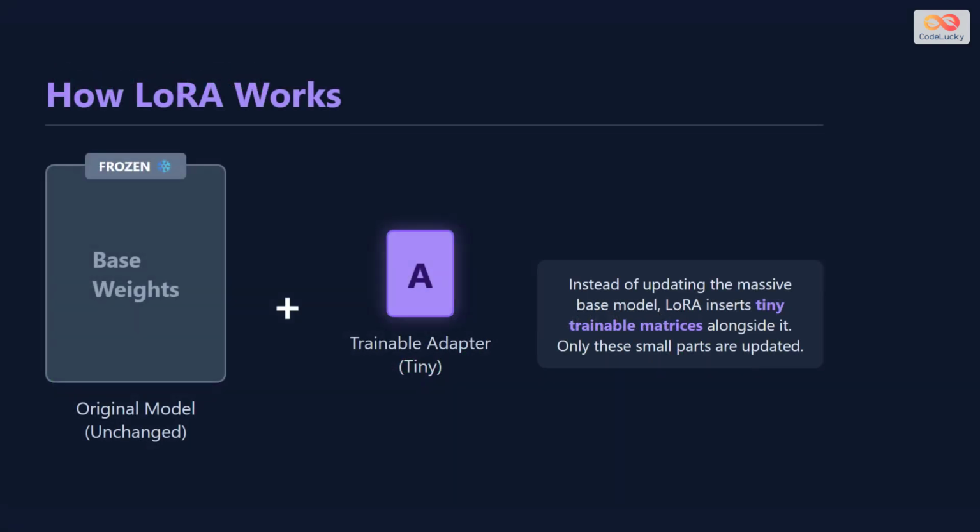Here is how it works under the hood. We take the massive pre-trained weights of the original model and freeze them. They do not change. Then, LoRA introduces tiny, trainable adapter matrices alongside the frozen weights. During training, we only update these tiny adapters. The base model stays exactly the same, which saves a massive amount of memory.